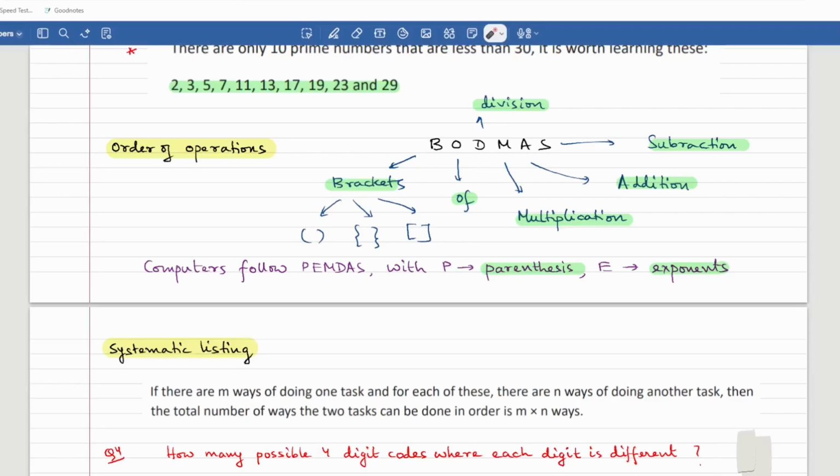Hello everyone. Today we are doing part 2 of the units and numbers chapter for ESAT Mathematics 1. In part 1 we had discussed up to the order of operations, which was the BODMAS rule or the PEMDAS rule for computers. Today we will start with systematic listing.